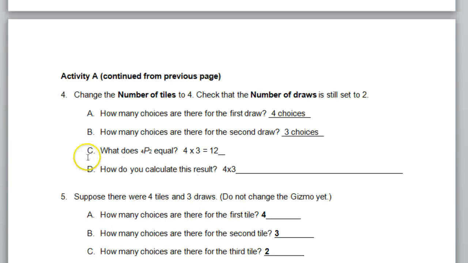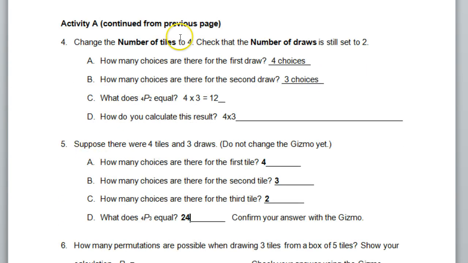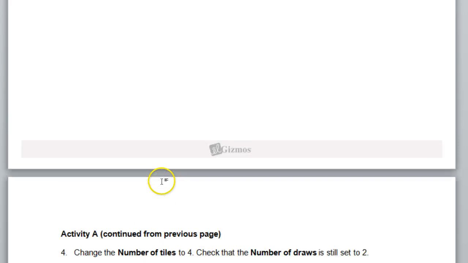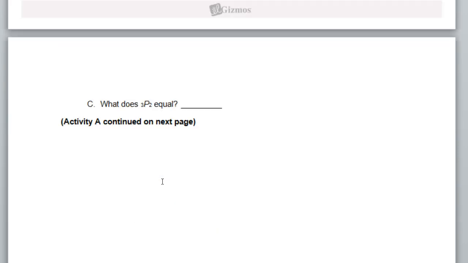Now, going back up to our previous activity, we had 4 tiles. We took 2 draws out of the 4 tiles. So our first draw gave us 4 choices, our second 3, and when we looked at the total number of permutations in this case, we ended up with 12. So we had 12 permutations when we drew 2 tiles, and 24 permutations when we drew 3 tiles. And that was for 4 tiles, by the way.